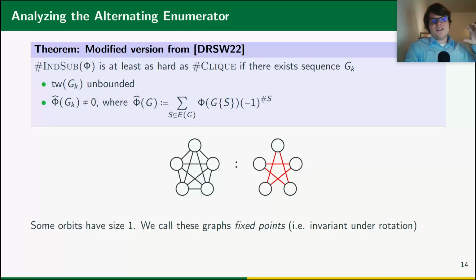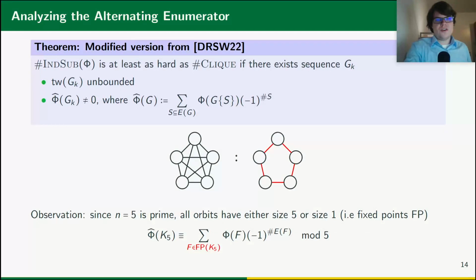And we call these graphs, which are invariant under rotation, fixed points, because if you rotate them, you don't get any change. And of course, there are multiple fixed points. And the idea is now, since 5 is a prime number, we can use the orbit stabilizer theorem to show that these orbits that we just saw either have the size 5 or the size 1, meaning that if we take modulo 5, only these size 1 graphs remain, meaning that we only end up with fixed points.